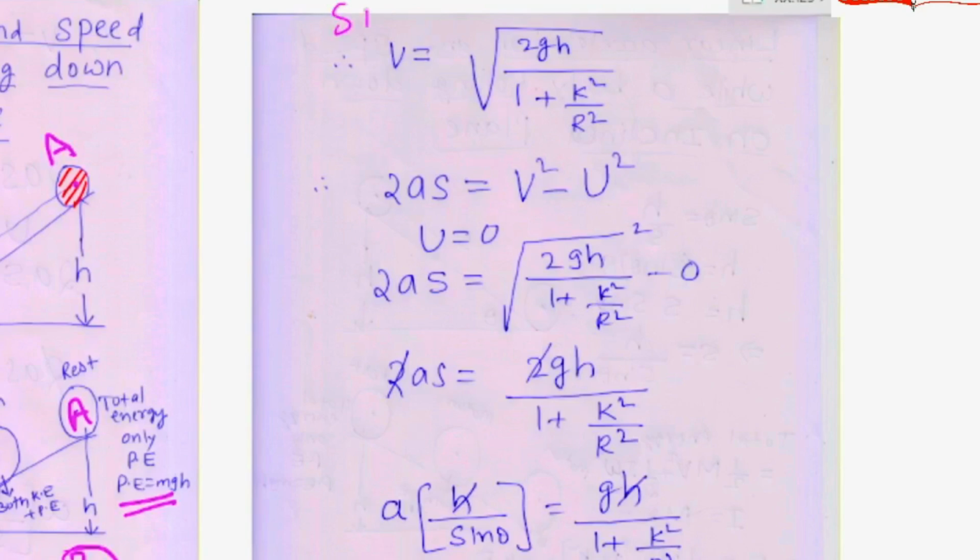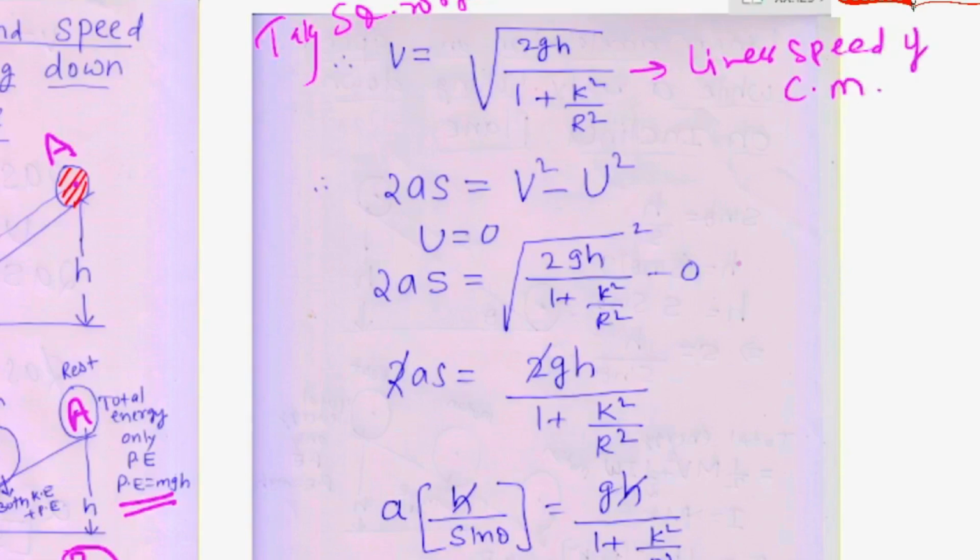Taking the square root on both sides, v equals under root of twice gh upon 1 plus k square upon r square. So we got the expression. This expression is nothing but the linear speed of the center of mass when a body is rolling down. So the linear speed of the center of mass is given by under root of twice gh divided by 1 plus k square upon r square.